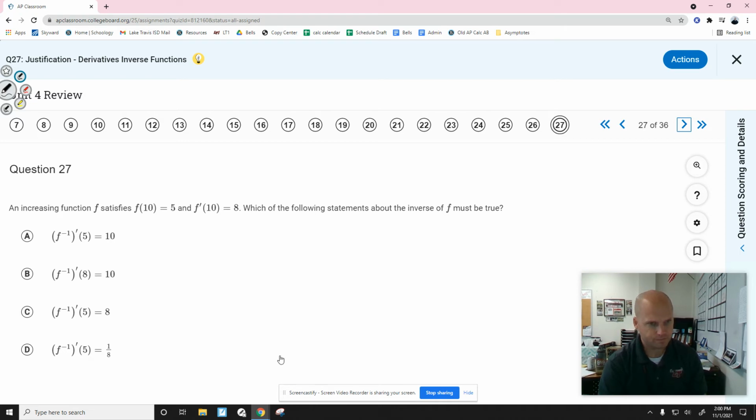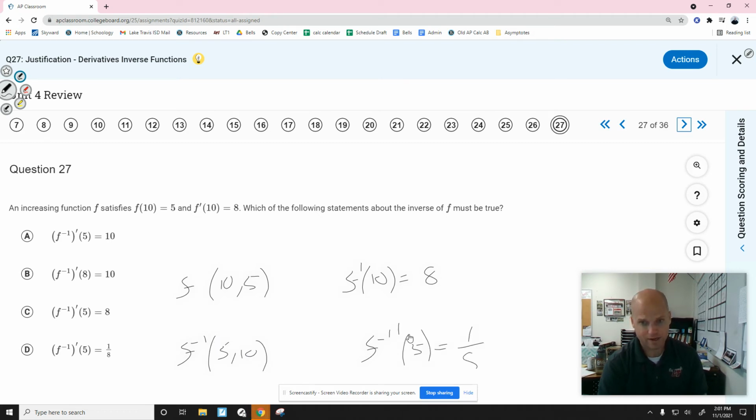Inverse of f. All right, I don't know. What do we know about the inverse of f? Well, we do have f as a point (10, 5), and we know f prime of 10 is 8. All right, so I know f inverse has the point (5, 10). I know f inverse prime at 5 is 1/8. That's what I know. That's it, guys. You got to know that.